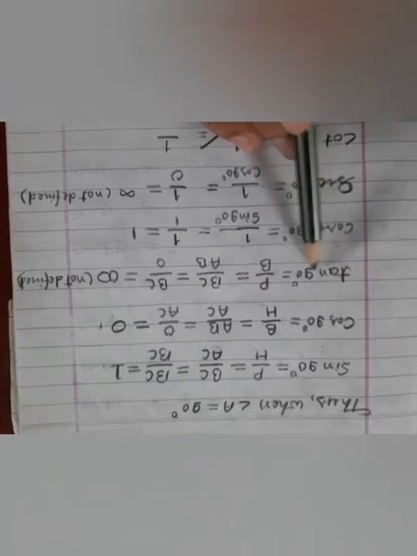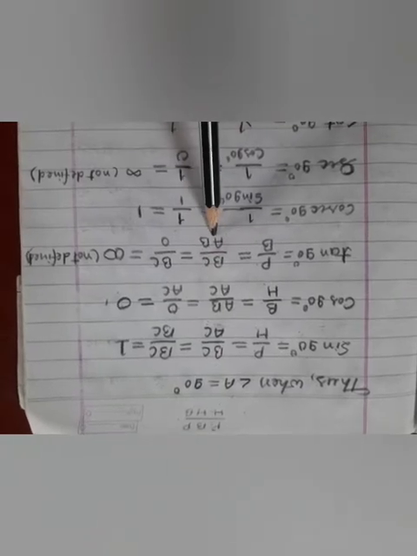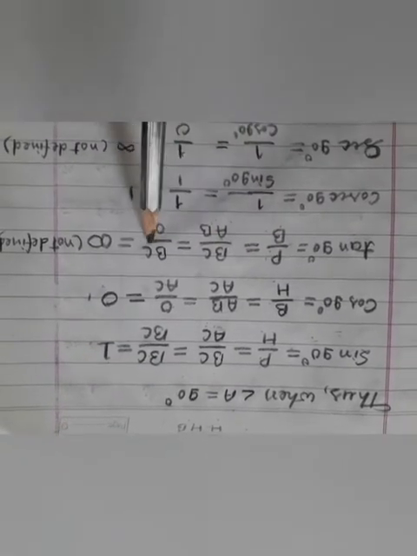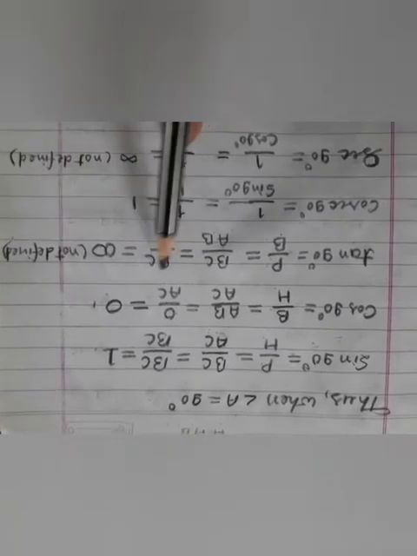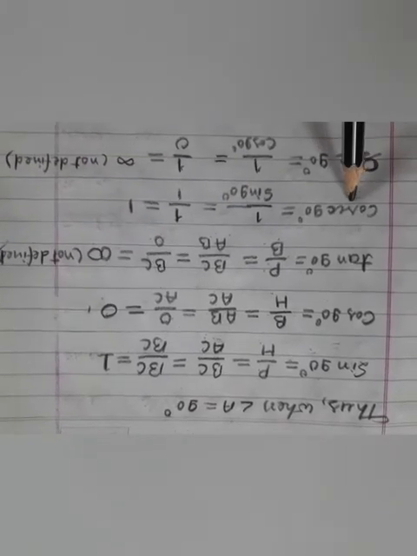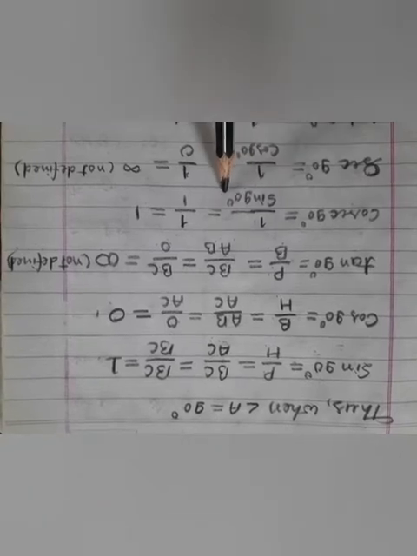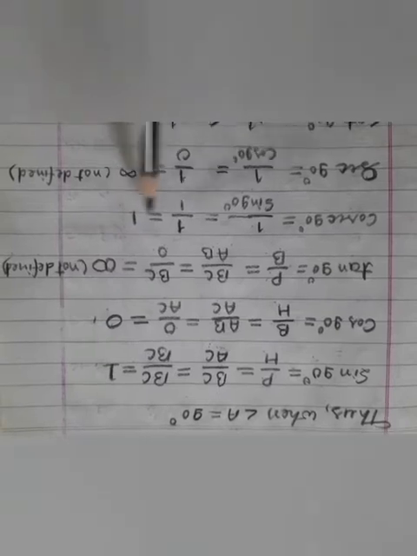Tan 90 degrees is equal to perpendicular upon base. Perpendicular is BC and base is AB. BC upon 0 is infinity, not defined. Cosec 90 degrees is equal to 1 upon sin 90, which is 1 by 1 equal to 1. So cosec 90 is 1.